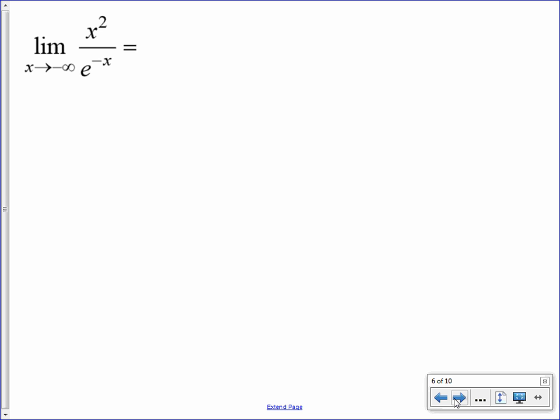Okay, so when I tried to evaluate this one, the limit as x approaches negative infinity of x squared: infinity. How about e to the negative x? 1 over it, negative. What does e to the negative x look like?